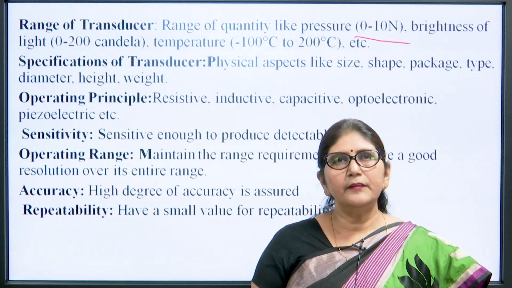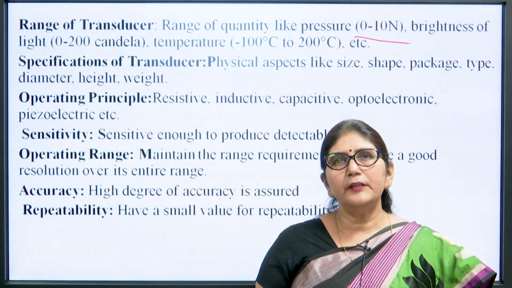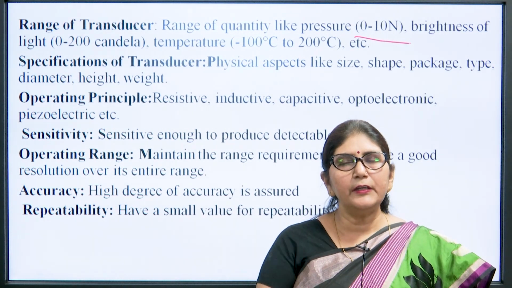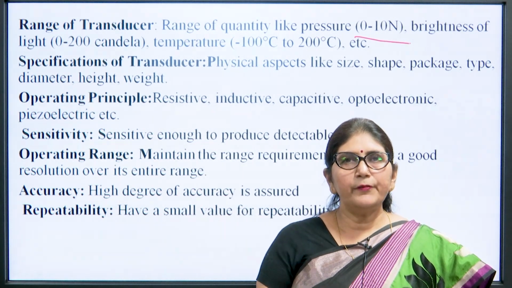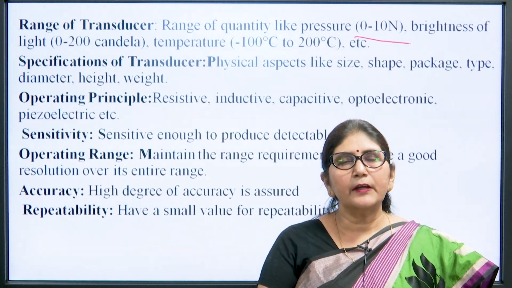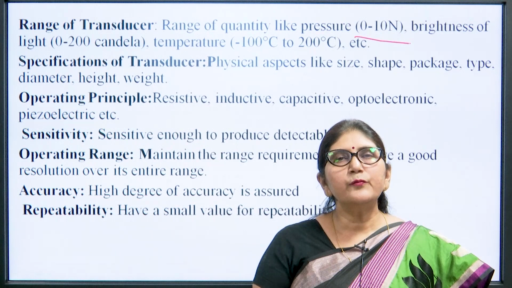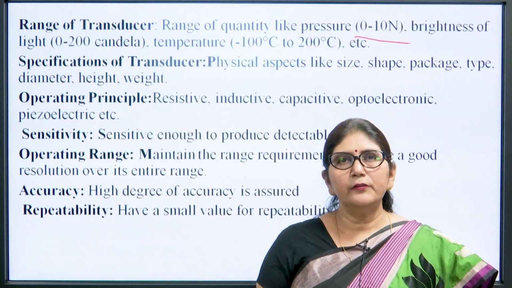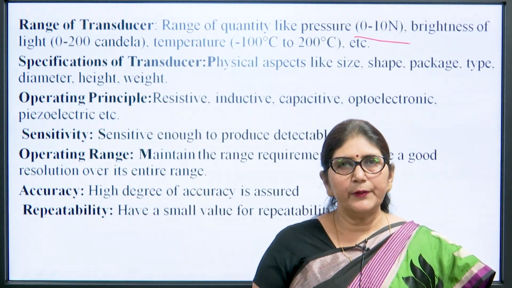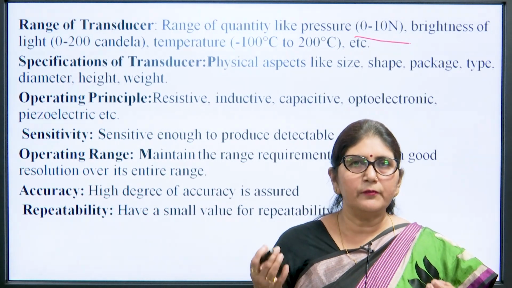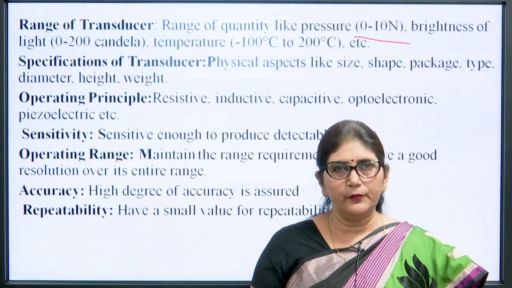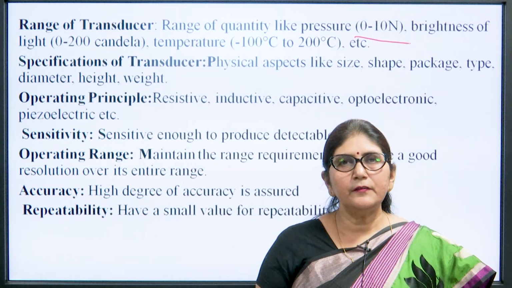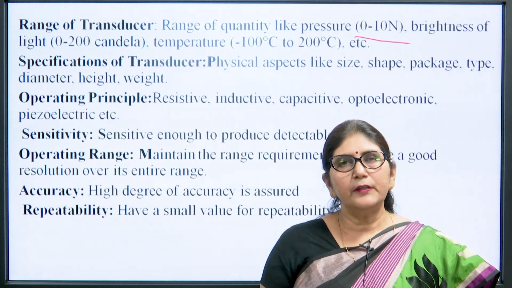Then sensitivity. Enough sensitivity is required so that it can detect the signal. Suppose there is a system which has a very small change in temperature, and if we are using a temperature detector which is not able to detect the small change in signal, then it is not suitable for that particular operation. So, sensitivity is also an important parameter. Then operating range, whatever range we are going to use, that particular operating range should be available. Accuracy, accuracy means how close the measured value is to the true value.